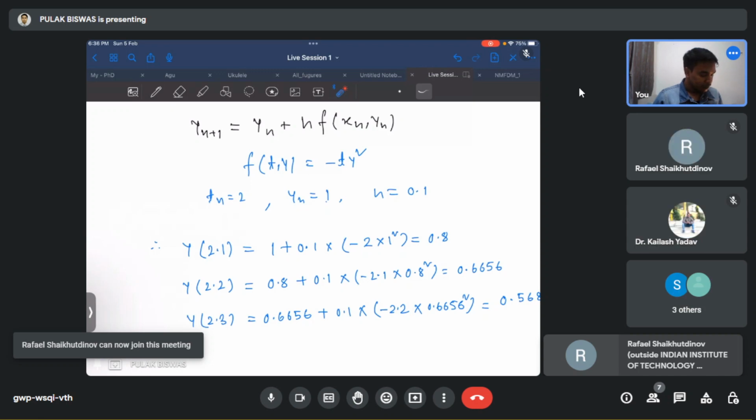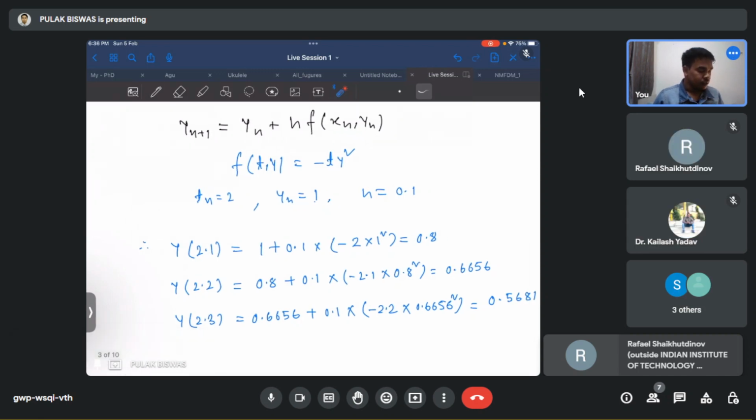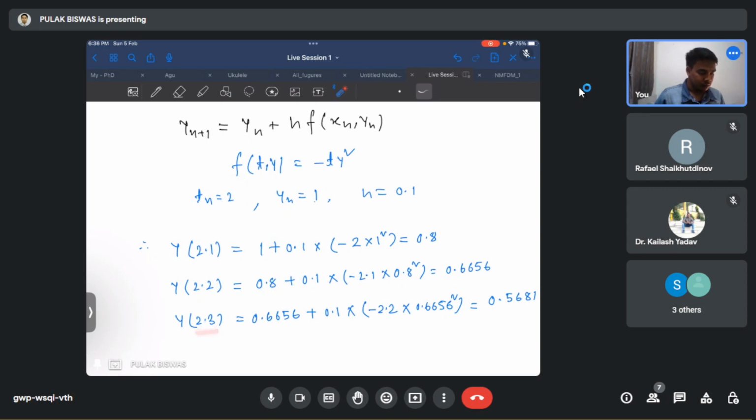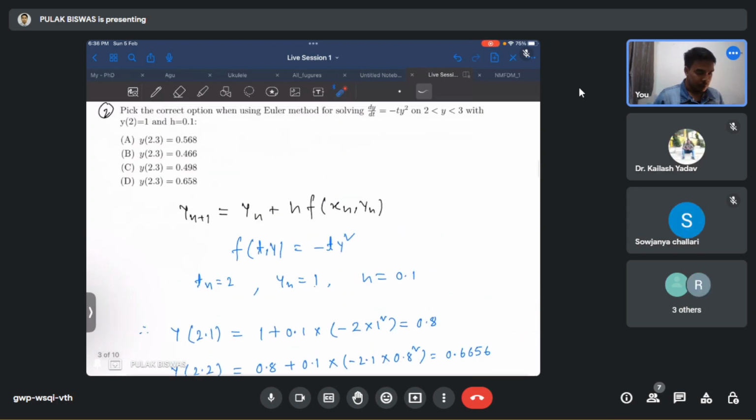In a similar way, we have to use this y value and this time in order to calculate the value at 2.3. So for yn, it is coming like this, yn plus h times t into y squared. So t becomes 2.2 and y becomes this. If you calculate the value of this, it is coming like this, 0.568. So this is the answer for this question.